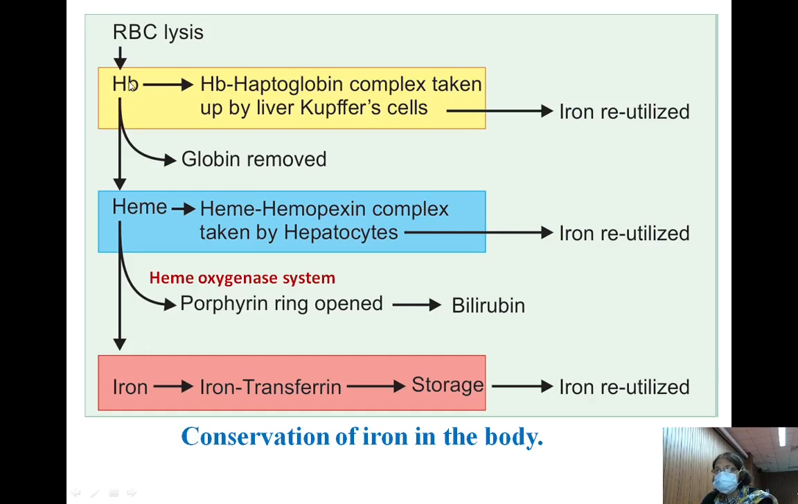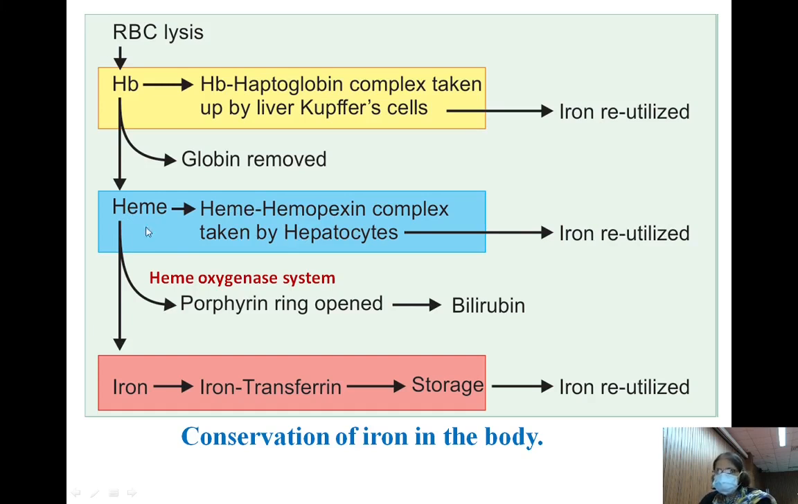Either the hemoglobin forms a complex with haptoglobin and is taken up by the liver Kupffer cells, where iron is directly reutilized after release. Or hemoglobin is broken down by the heme oxygenase system, so that heme and globin are separated. The heme complexes with hemopexin and is taken up by the hepatocytes. Here also iron is reutilized.